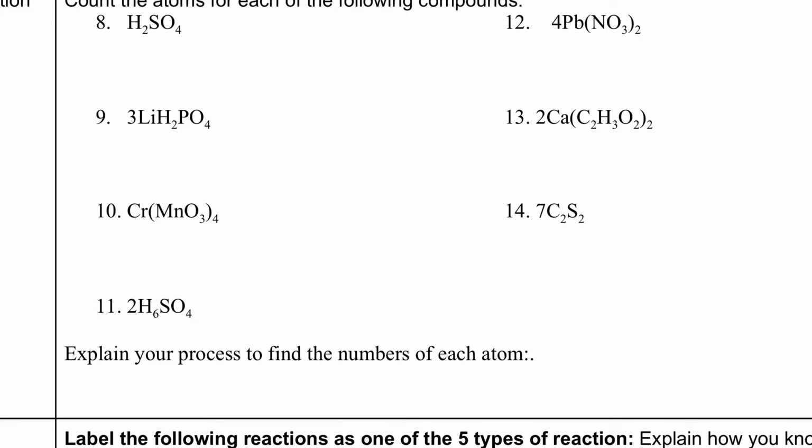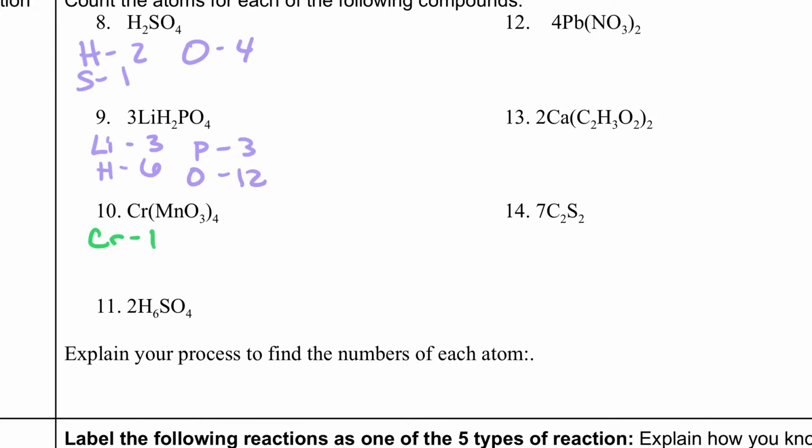In questions 8 through 14, it's asking us to count the number of each atom for the following compounds. So in question 8, there are 2 hydrogens, 1 sulfur, and 4 oxygens. Question 9, there are 3 lithium, 6 hydrogens, 3 phosphorus, and 12 oxygens. In number 10, there is 1 chromium, 4 manganese, and 12 oxygens.